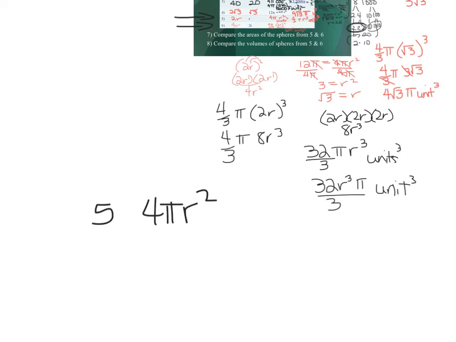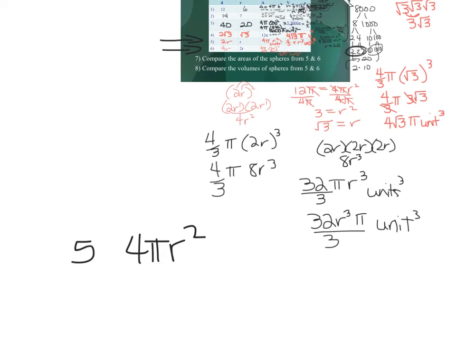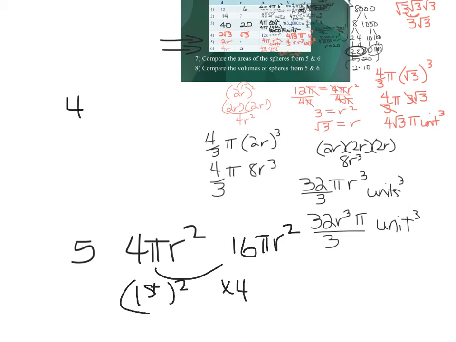And for the volume, for number 6, the area was 16 pi r squared. So if we compare them, we can see that it looks like it's either going to be the first figure squared or times by 4. Then if we compare the volumes, the volume of 5 was 4 over 3 pi r cubed. And then for number 6, it was going to be 32 over 3 pi r cubed. And this one looks like it was multiplied by 8.